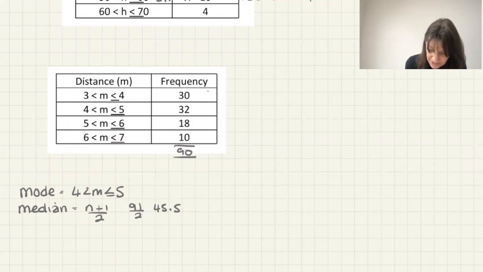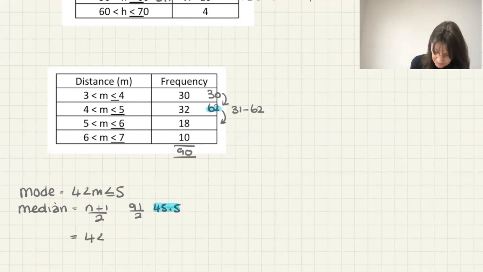So now I'm going to go here. So I've got 30 in this column. If I add on the 32, I've got 62. And I'm not even going to bother with the next one because I can see I want 45. And it must lie in this one here because this is my 31 to 62. So it's giving me the same class width as the mode. So we'll pop that on there.